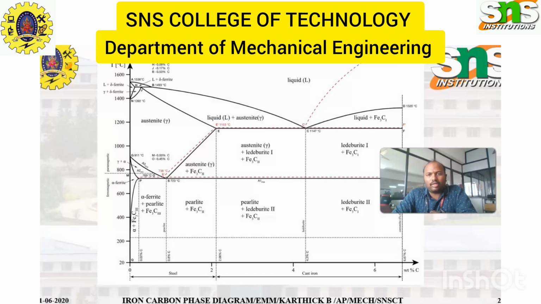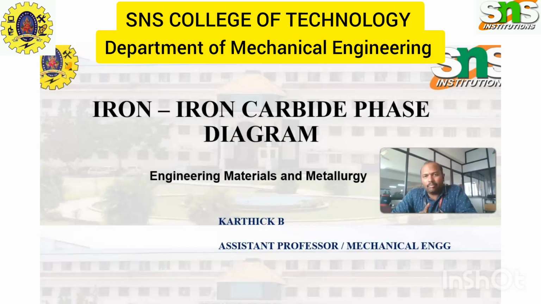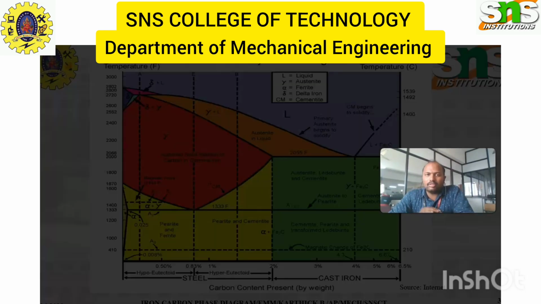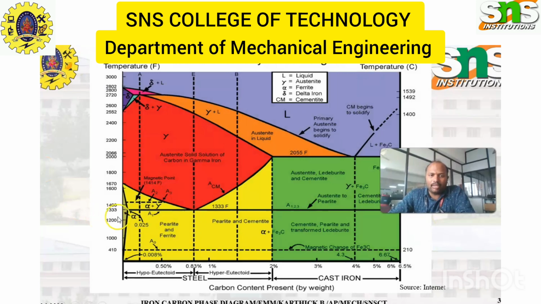Today we are going to have a small glimpse at the iron carbide phase diagram. This particular phase diagram has many names: the iron carbide phase diagram, the Fe3C phase diagram, the iron cementite phase diagram, or the iron carbon phase diagram. So this is the complete phase diagram.